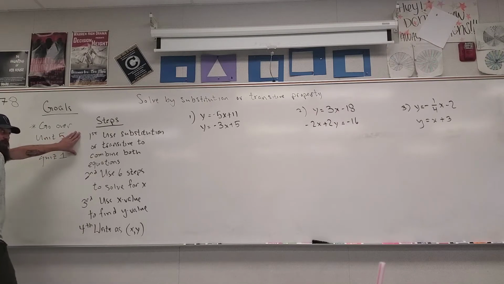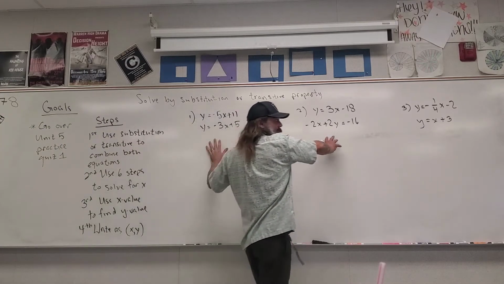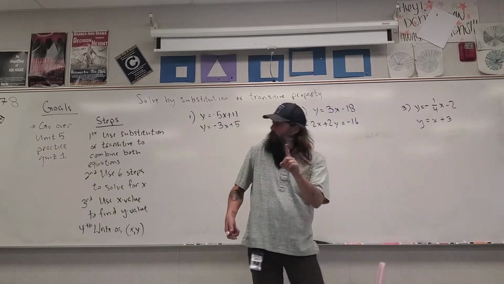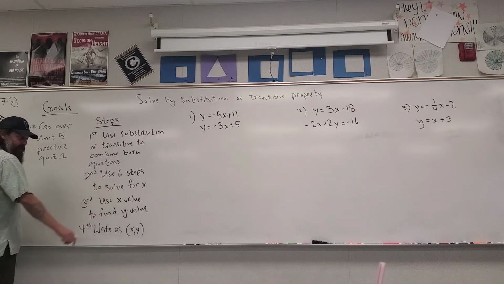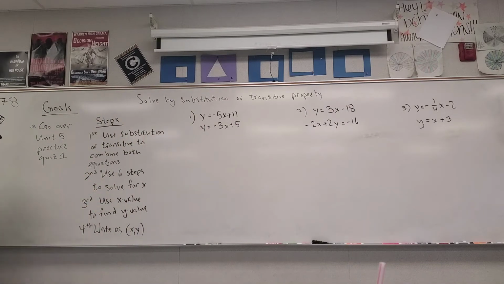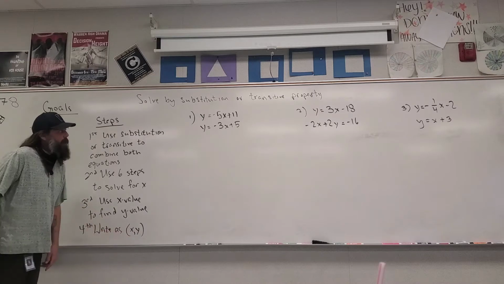First, use substitution or transitive to combine both equations. Remember, those allow us to turn these two equations into one equation. After we have one equation, we're going to use our 6 steps to solve for x. And our third step is to use the x value to find the y value. Our fourth step is to write as an ordered pair, which is an x and a y.